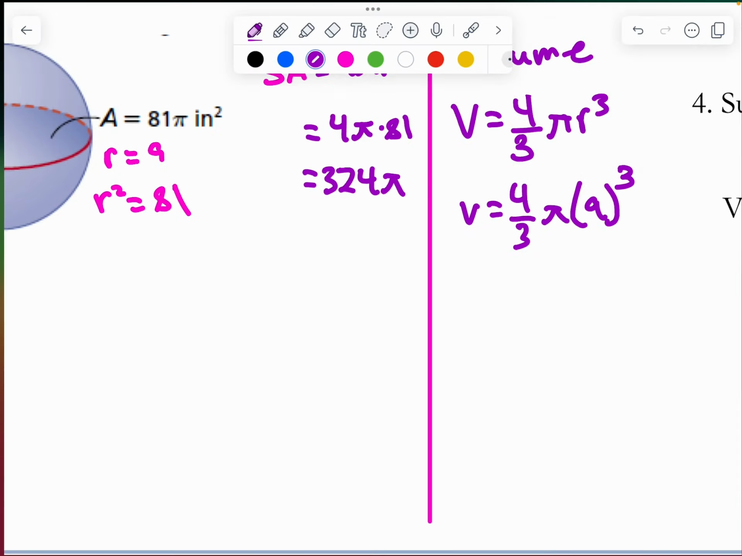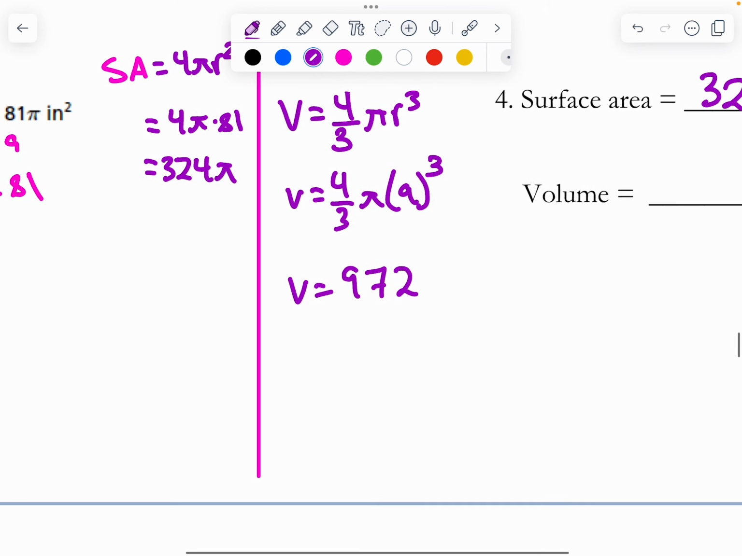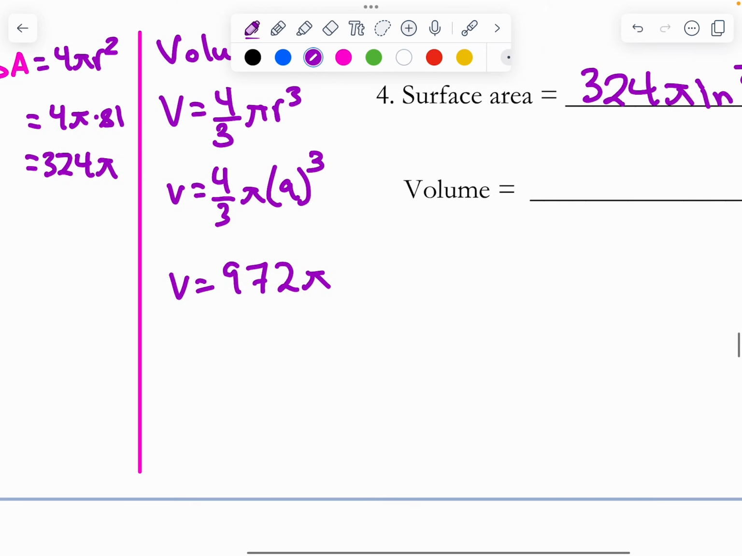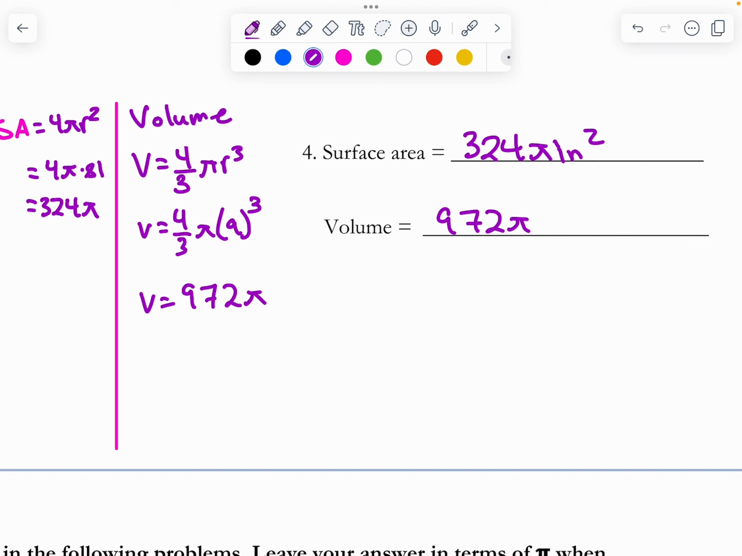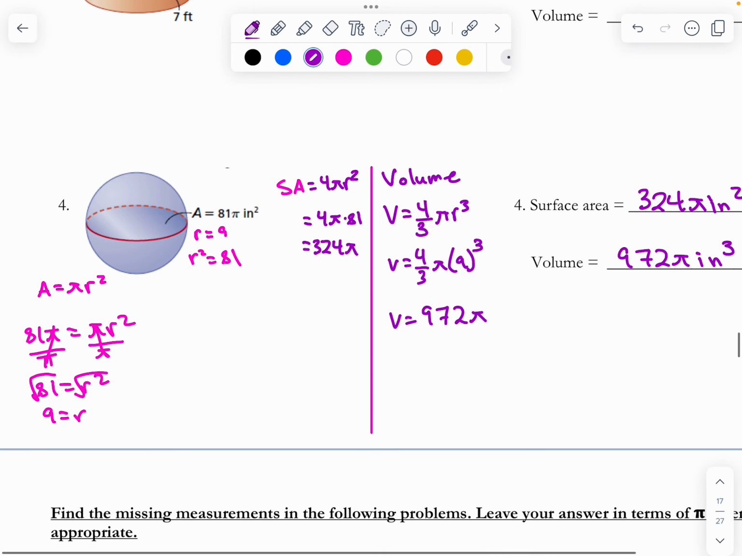We get 972 pi. Now, again, notice that I never put pi into my calculator unless it's my final answer. So you should always leave pi in there. Don't touch it, right? Leave it until the very end if you absolutely have to. But until then, just work with the coefficients and the numbers themselves rather than with pi.